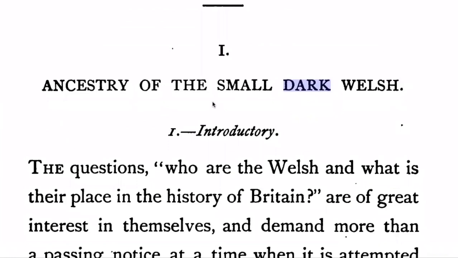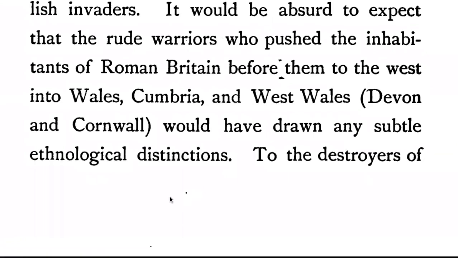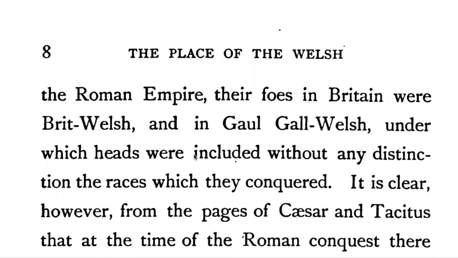The Welsh, as their name implies, are simply the inhabitants of Britain, strangers to the English invaders. It would be absurd to expect that the rude warriors who pushed the inhabitants of Roman Britain before them to the west, into Wales, Cumbria, and the West Wales, Devon, and Cornwall, would have drawn any subtle ethnological distinctions to the destroyers of the Roman Empire. Their foes in Britain were Brit Welsh, and in Gaul, Gaul Welsh, under which heads were included without any distinction the races which they conquered.